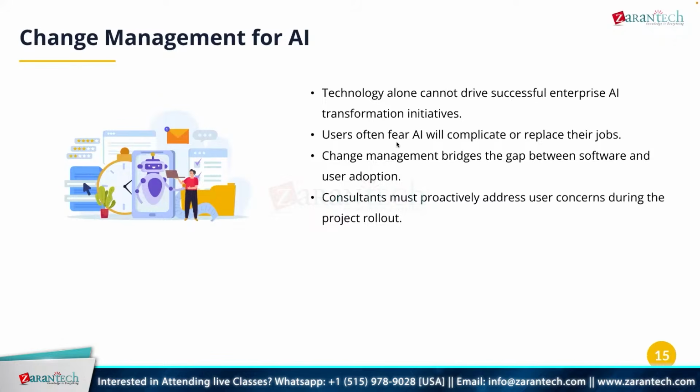Users often fear AI will complicate or replace their jobs. Change management bridges the gap in adoption and iteratively addresses user concerns during the project rollout. All these things will be there. So AI succeeds when people trust it, understand it, and use it.